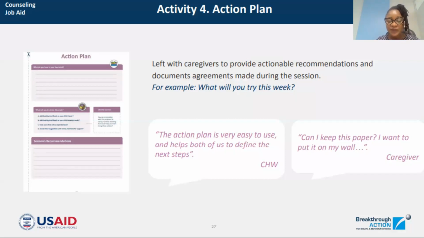We can see a testimony from a mother, a caregiver here that says, I can keep this paper, I want to put it on my wall. And the reason is just so that she can be reminded of actions that she decided she was going to take going forward. Next slide.